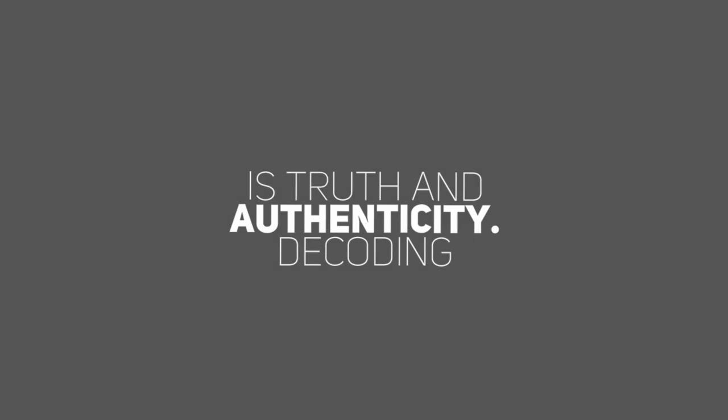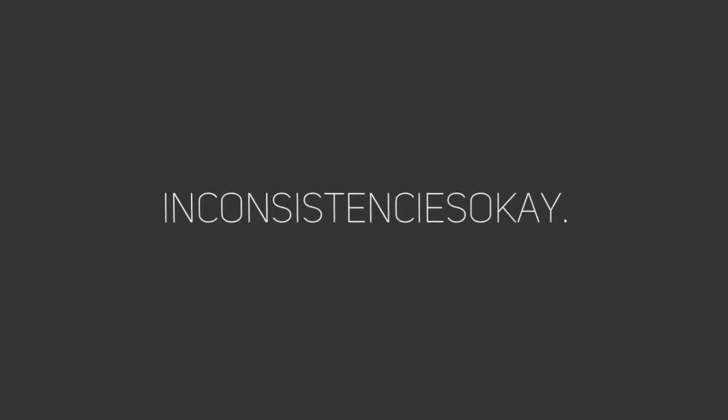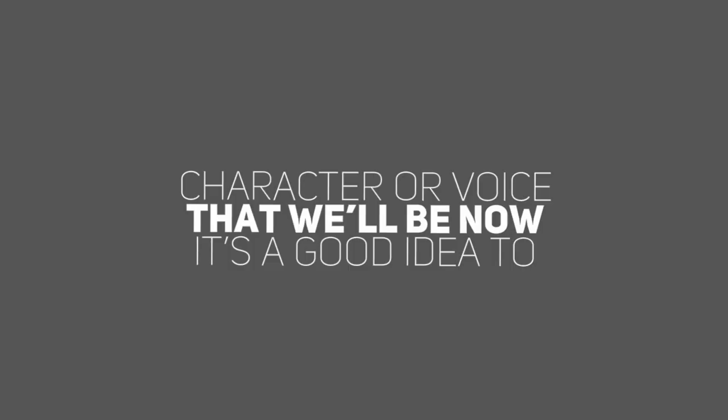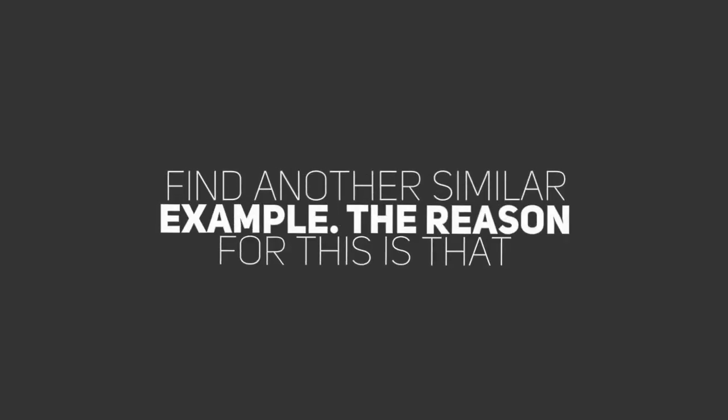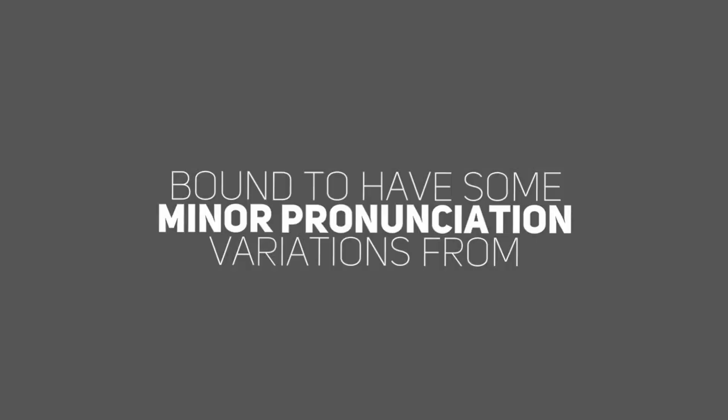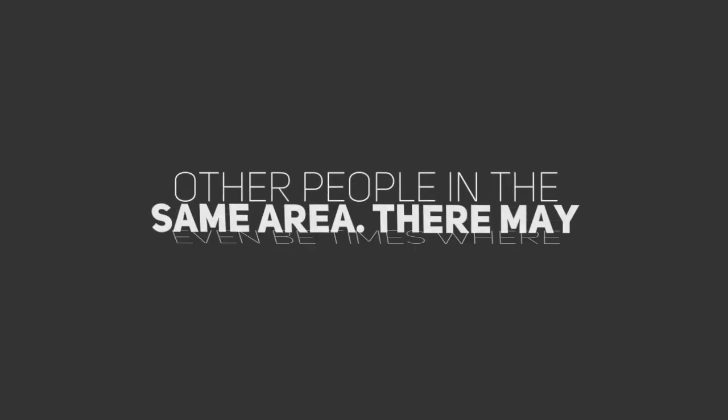Decoding inconsistencies. Okay, we've now found an example that's a primary source and, specifically, one similar to the character or voice that we'll be portraying. Fantastic. Now, it's a good idea to find another similar example. The reason for this is that speech, in general, can be inconsistent. One person is bound to have some minor pronunciation variations from other people in the same area.